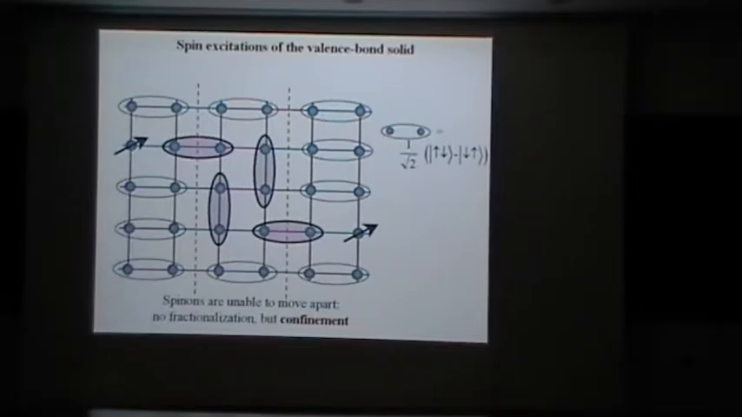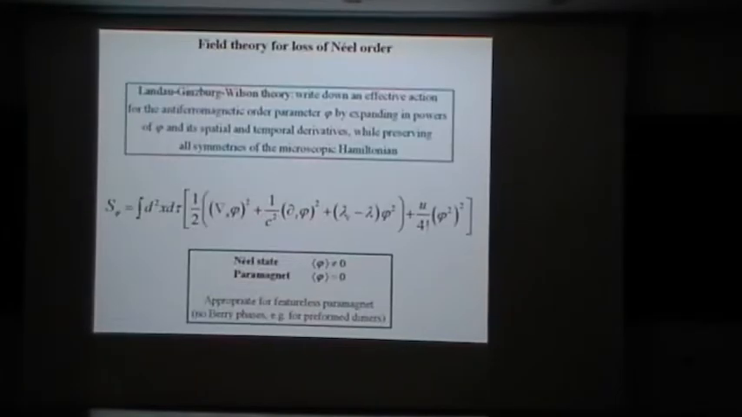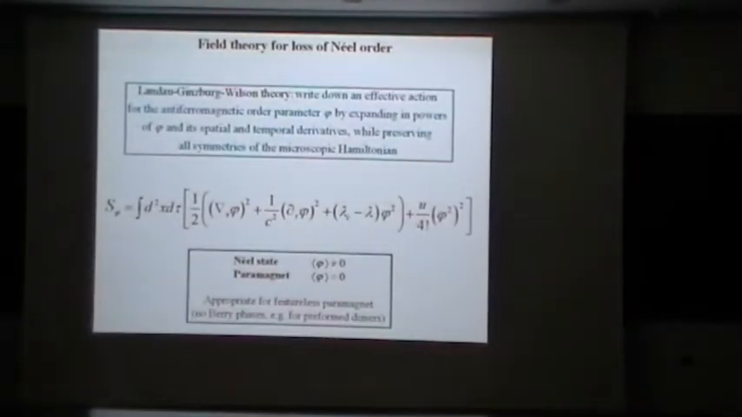But this is how far I got. Now, these are only cartoon pictures. You have to ask, are these phases really realized for some models? And you also have to ask, how do I describe these transitions? Let me very briefly tell you what one would do in theory in order to describe the transition I advertised, from an antiferromagnet into a paramagnet.